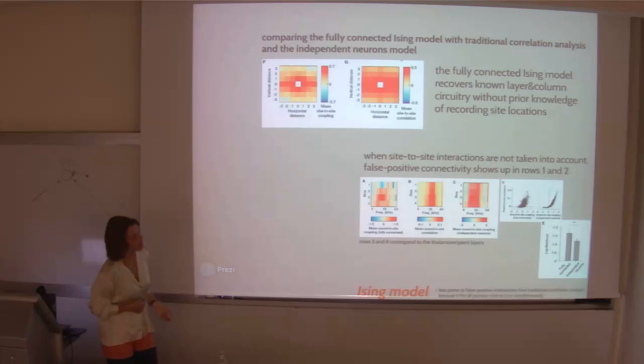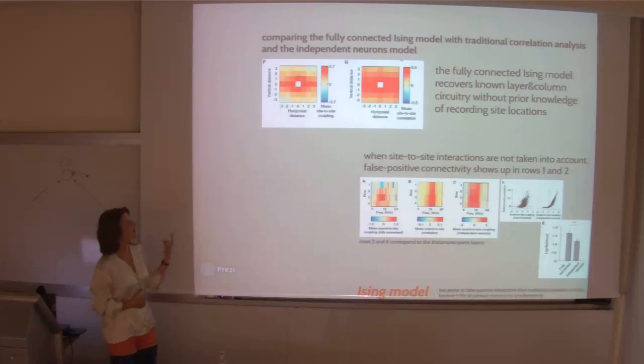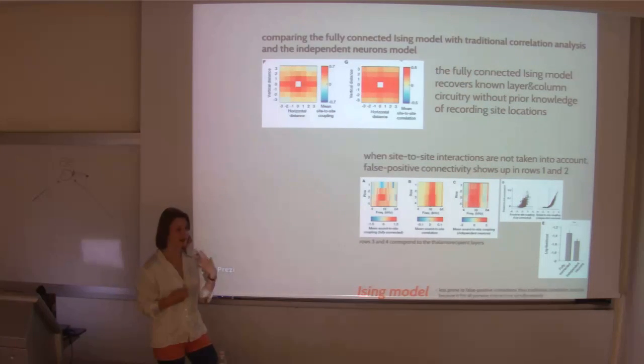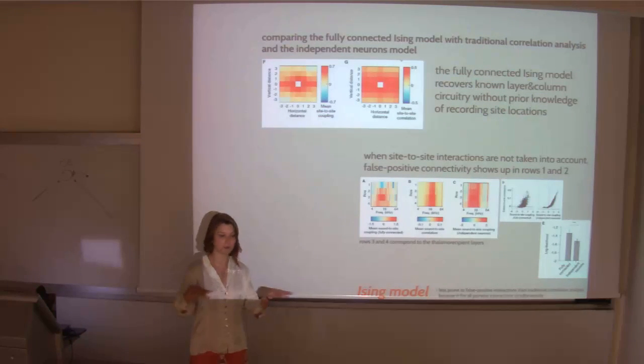So with site-to-site correlation, we see this structure much less clearly, if at all. Whereas the Ising model seems to discover it pretty well, even though it doesn't directly get any input of the spatial layout of these recording sites. It just tests all the correlations.